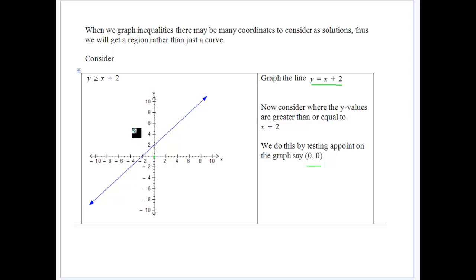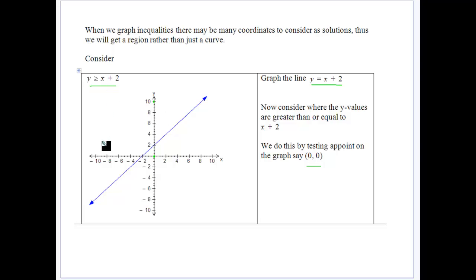So the point 0, 0 is not in that region that we want to shade. That means the other side of the line must be the region where this inequality is true, because 0, 0 doesn't satisfy it, but all these values will. And you can test a value. Let's test 0, 10. So when x is equal to 0, y is 10. Is 10 greater than 0 plus 2? It is. So that point's in the region. Every point you choose over this side of the line will be in that region that we require.